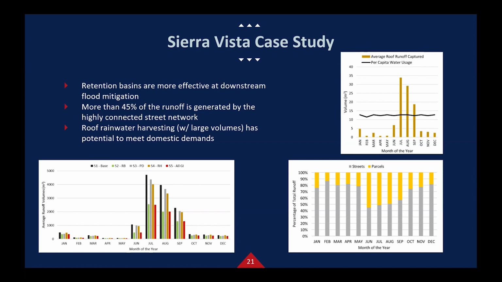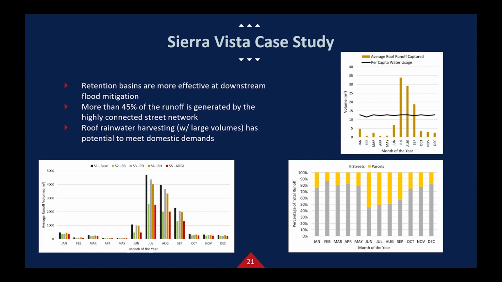On the bottom right is the street runoff analysis. We wanted to understand how much water is coming from the streets, because the streets are a highly connected impervious network. At least on the parcels, there are pervious areas where the water has a chance to infiltrate before it starts accumulating. But on the streets, any rainfall that falls on the street is just going to go downstream as fast as possible.